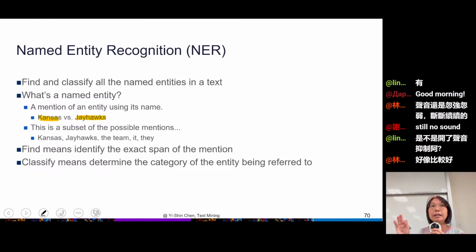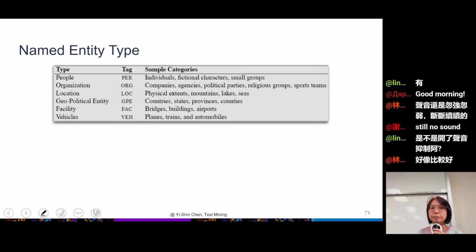And then the name exists. Afterward, when you see Kansas, go back to check what it belongs to. Probably it will belong to a state, a geographical state. Or actually, it will belong to some team. Okay, so that is a part that we are trying to talk about.